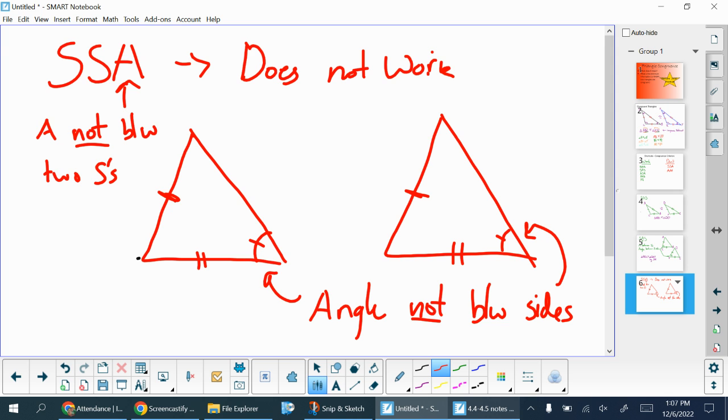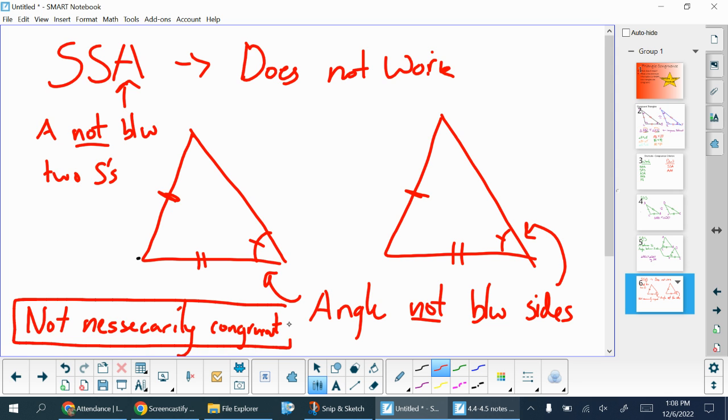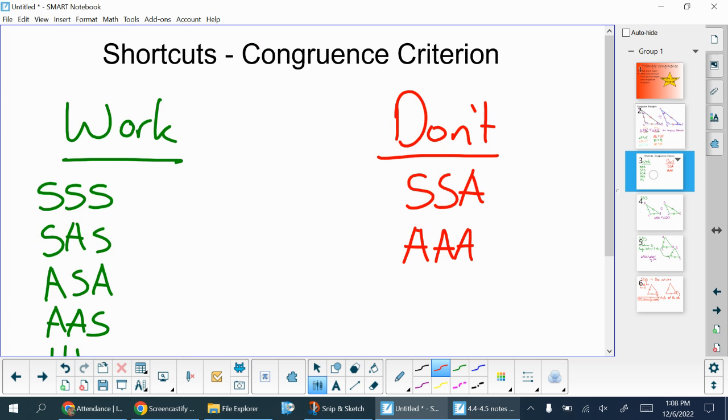And when you see this, this is where you've got to stop and say, okay, that is SSA. That one does not work. I don't want to say these are not congruent, because they might be congruent, but there's not enough information to prove they're congruent. So you'll see a lot of times "not necessarily congruent." They could be, but we don't know for sure because SSA is not enough to prove it. Okay, let's go ahead and talk about ASA and AAS next.